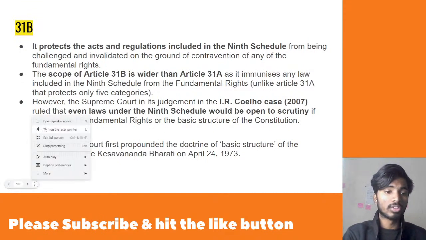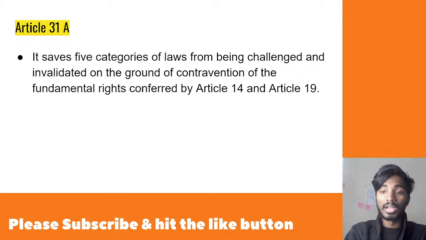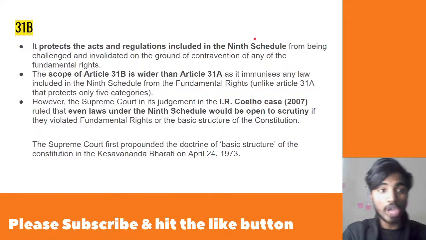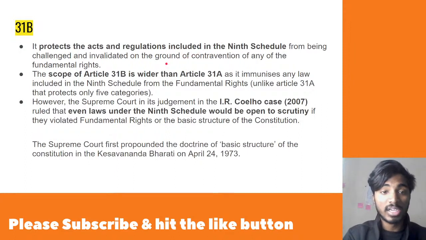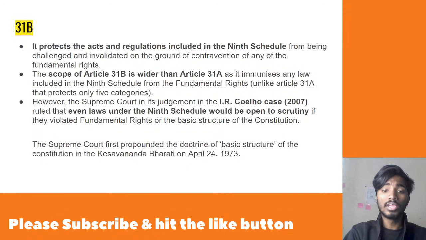Before that, let me talk to you about 31B. 31A is talking about 5 categories. It saves five categories of laws. You cannot challenge these 5 categories of laws in any court if they are violating Articles 14 and 19. 31B protects the acts and regulations which are included in the 9th Schedule from being challenged and invalidated on the ground of contravention of any of the fundamental rights. If there is a violation of any of the fundamental rights because of the laws in the 9th Schedule, they cannot be challenged in any court on any ground. Okay, I hope this is clear. And the scope of 31B is wider than 31A because 31B protects all the laws included in the 9th Schedule, whereas 31A protects only 5 categories.